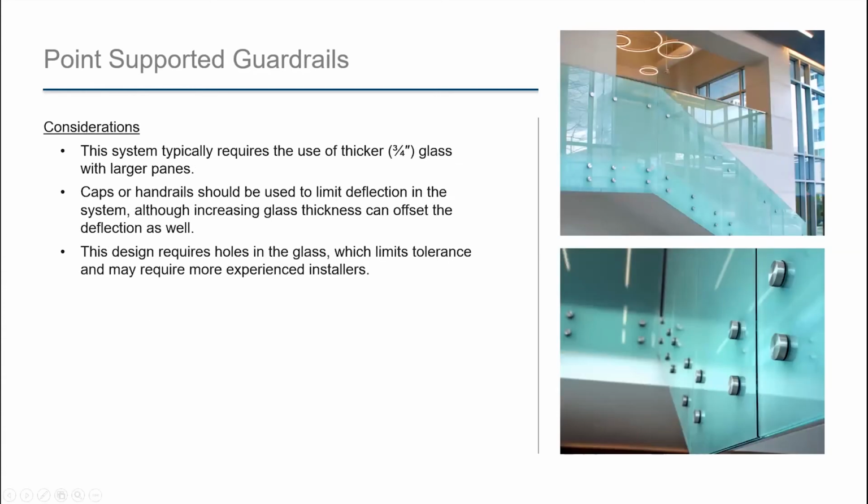Considerations when designing with point systems to keep in mind are there are rarely an instance where we can use 9/16" glass thickness to meet loading and requires the use of thicker glass, which translates into higher material costs. Also keep in mind our discussion regarding deflection. With a point-supported system, caps or handrails should be used to limit deflection in the system, although increasing glass thickness can offset the deflection as well.